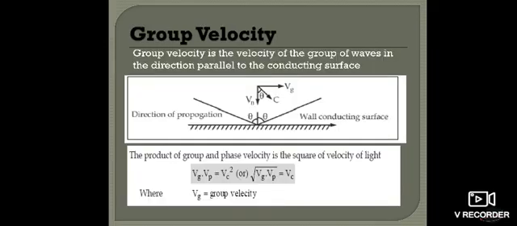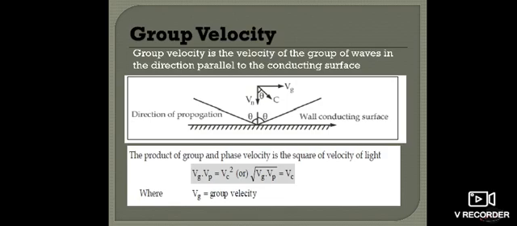And what is group velocity? Group velocity is the velocity of a group of waves in the direction parallel to our conducting surface. You can see in this figure how we take group velocity. There is a propagating surface, the main base of our waveguide, with some angles of reflection, and the direction of propagation is seen in this figure. That is the Vg, which is parallel to our conducting surface, and Vn is the original velocity of our signal.